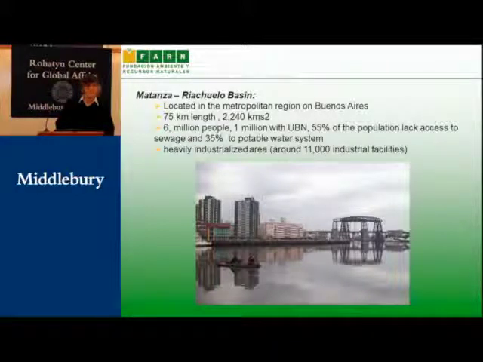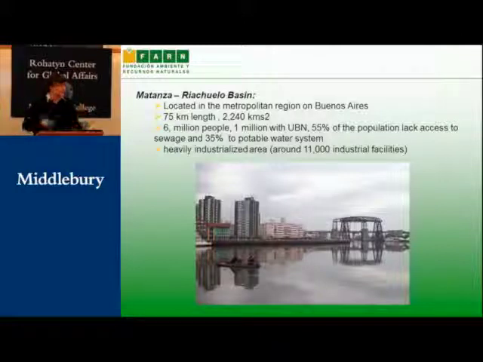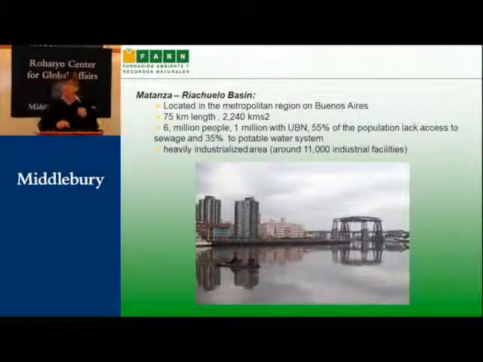And there are over 300 open landfills that are not regulated, where domestic and industrial, even hazardous waste is disposed without control. This gives you a scenario of a highly polluted area. This is considered the most polluted basin area in Latin America, and according to the Blacksmith Institute, one of the 30 most polluted sites in the world.